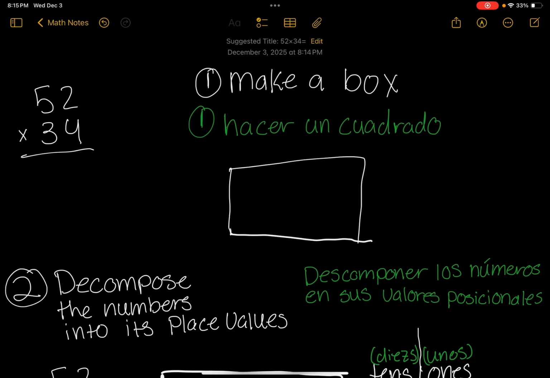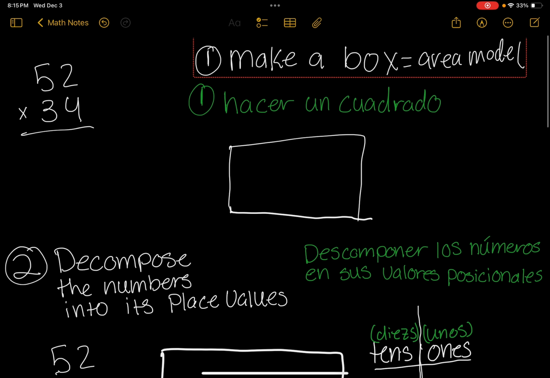Hi guys. So we're going to go over 52 times 34. Now, how we're going to do this is we're going to do the box method or the area model. Both methods are valid. Well, actually they're the same name. So we should not get confused if I say box or area model interchangeably, same thing.